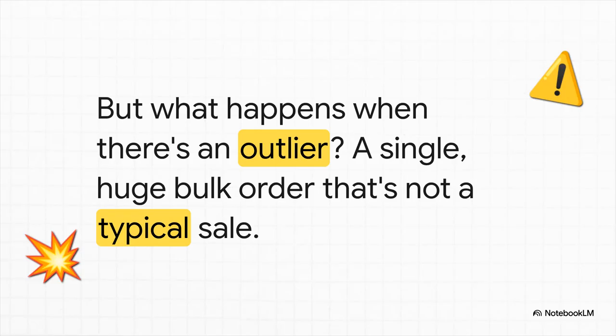Okay, but let's throw a wrench in the works. Let's imagine that one day the store gets a single, massive bulk order from a corporate client. This isn't a normal day, right? It's a total one-off, way outside the normal range of sales. In statistics, we call this an outlier. And you have to see what this one number does to our mean.